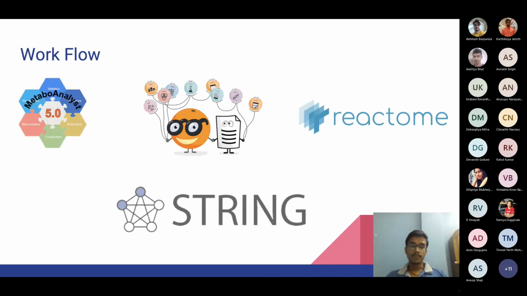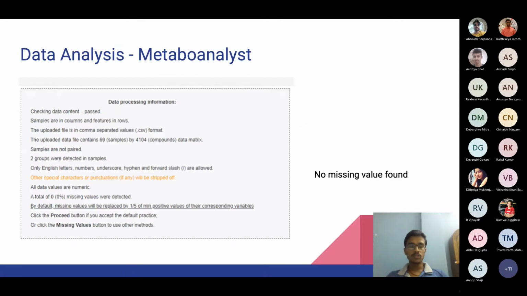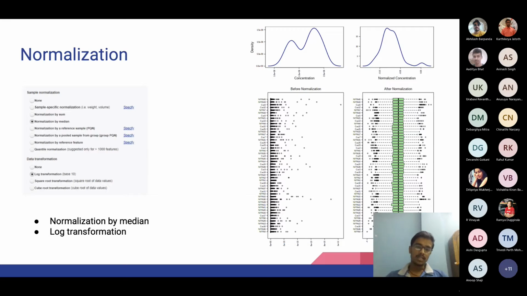So for this project, the workflow was, first of all, the data was analyzed in MetaboAnalyst. Then after that, in Orange, and the other data which was taken out was then analyzed on Reactome. In MetaboAnalyst, I did the data analysis part, and I found that there were no missing values. Afterward, normalization by median was done, along with log transformation, and you can see the data obtained after the normalization and the log transformation.